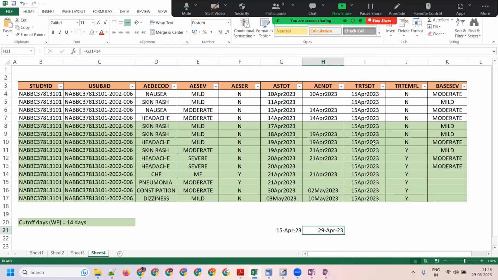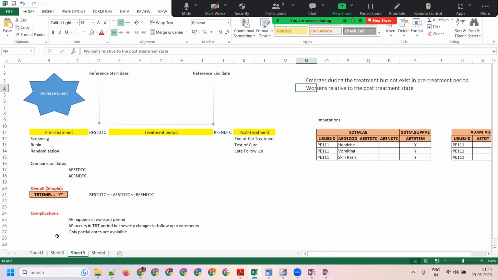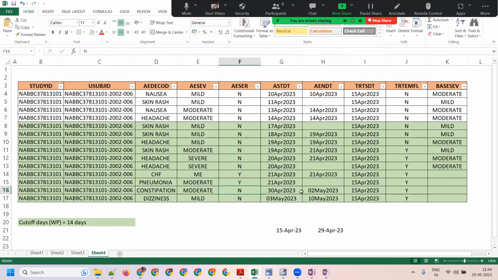What is the window that I need to consider? From the treatment date, 14 days I need to consider. That is what my washout period is. Correct? Let's say this is the last drug. After this, I don't have any. After this, I have follow-up only. That is what I mentioned here. AE occurs in the treatment period, but severity changes in the follow-up treatments are AEs occurred after my washout period. Washout period plays a very important role.